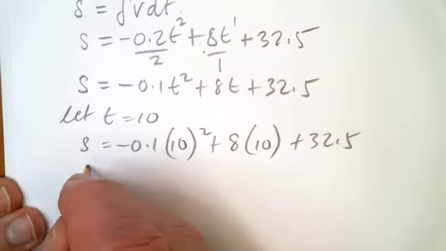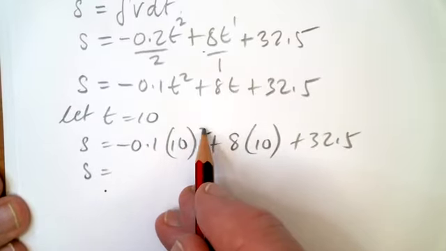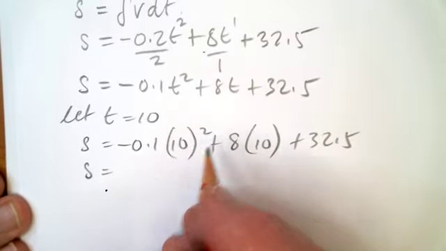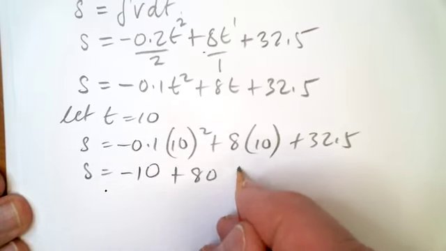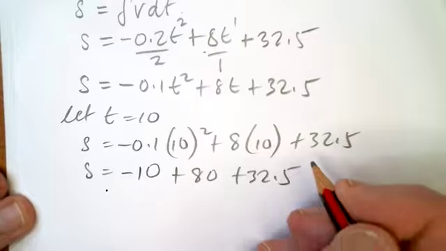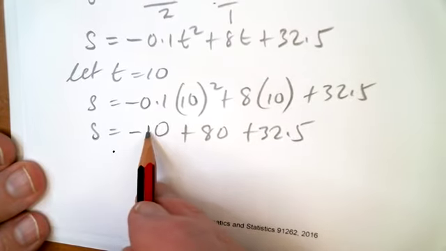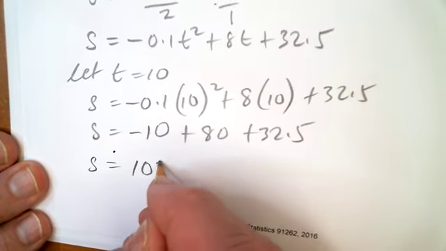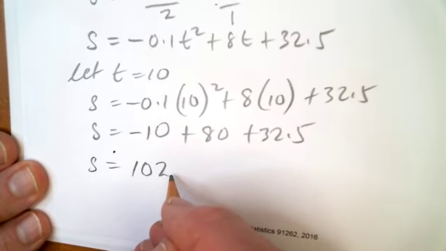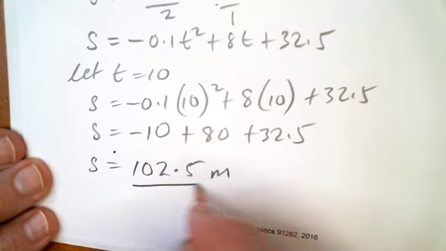Let's see where that takes us. S is equal to, well, 10 squared is 100, and negative 0.1 times 100 is negative 10. Plus 8 tens is 80, and we've got 32.5 on the end. So 80 minus 10 is 70, plus 32.5 is 102.5 meters.